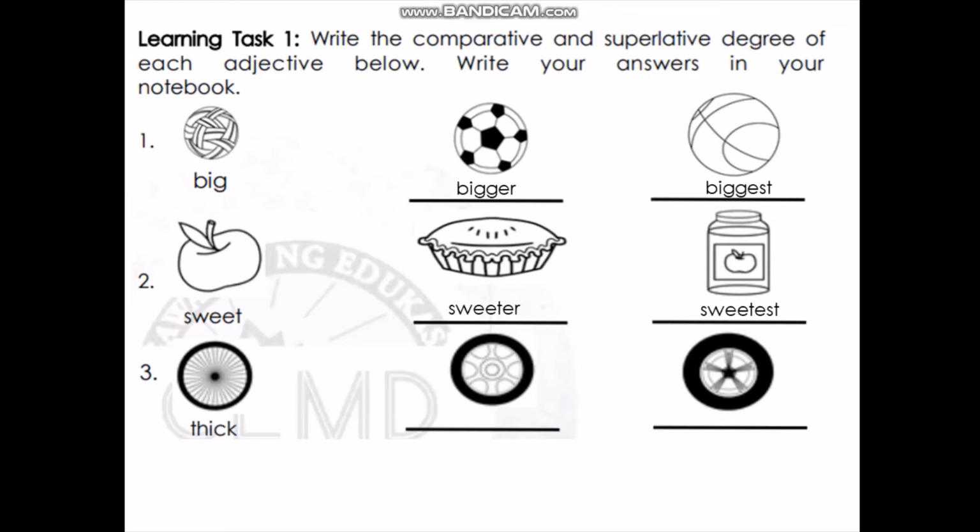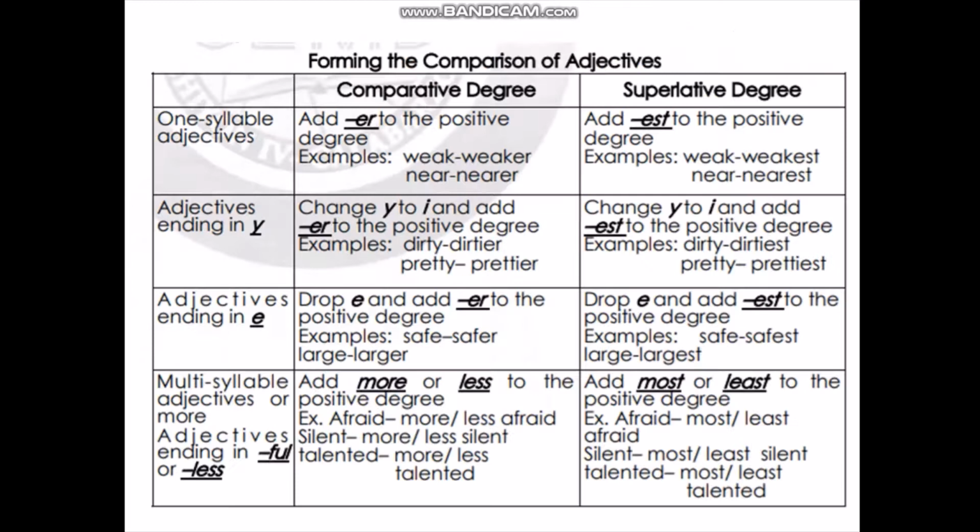We have thick. So what is the comparative degree? Good job. It is thicker. And what would be the superlative? Great. It is thickest. So now, these are the rules for the comparison of adjectives.